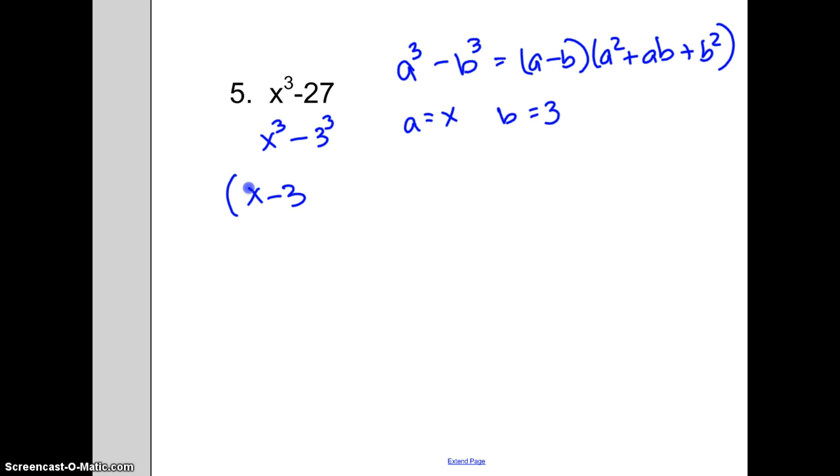X minus 3 goes in the first set of parentheses. And then in the second set of parentheses, we're going to have x squared plus 3 times x plus 3 squared. And you do need to change that 3 squared and make it a 9.